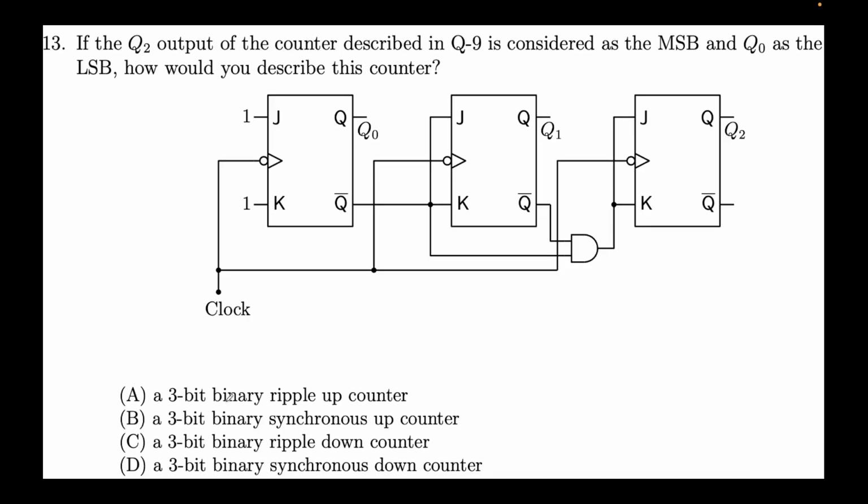Okay, so what we see is that this is 3-bit because there are 3 flip-flops. It is binary. It is synchronous because all the 3 flip-flops have the same clock. It's a down counter. 3-bit binary synchronous down counter. Option D.